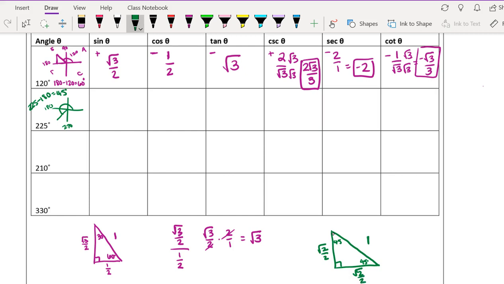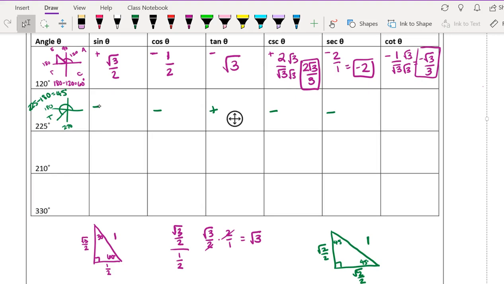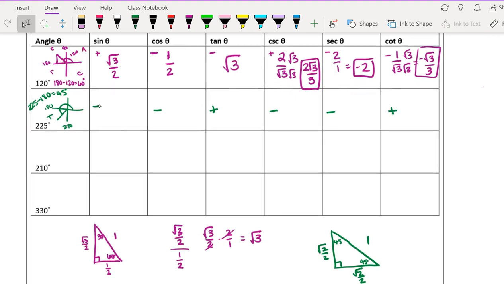I'm in quadrant 3, so that means if I use my all students take calculus, tangent is positive in quadrant 3, so everything else is negative. Negative, negative, positive, negative, negative, positive. So if I draw in my triangle, my reference angle is a 45. So if I do my opposite over hypotenuse for sine, I get negative root 2 over 2. Cosine is the same thing.